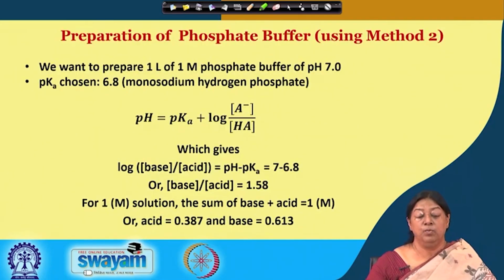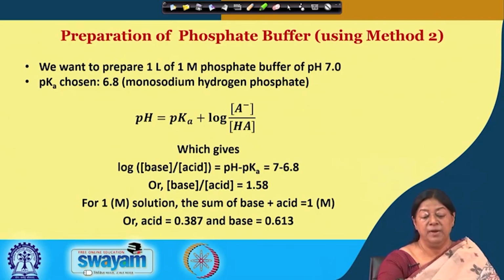So, if we want to prepare 1 liter of a 1 molar phosphate buffer of pH 7, the pKa chosen in this case is 6.8, corresponding to the monosodium hydrogen phosphate. From our equation, pH is equal to pKa plus log salt by acid, which gives us a log base by acid ratio equal to the pH minus the pKa, 7 minus 6.8. So, we get a ratio that tells us this is the molarity of the acid required and this is the molarity of the base required.